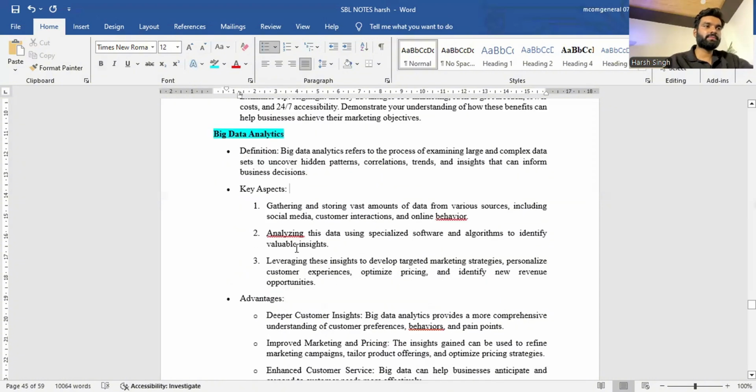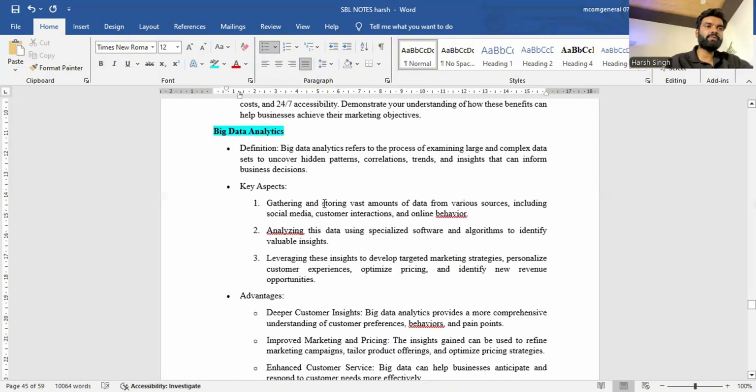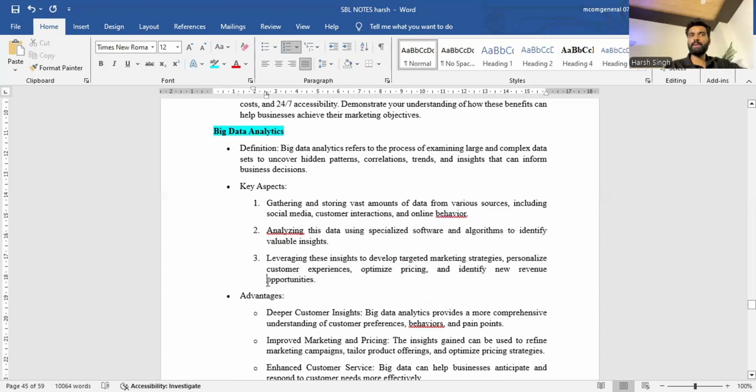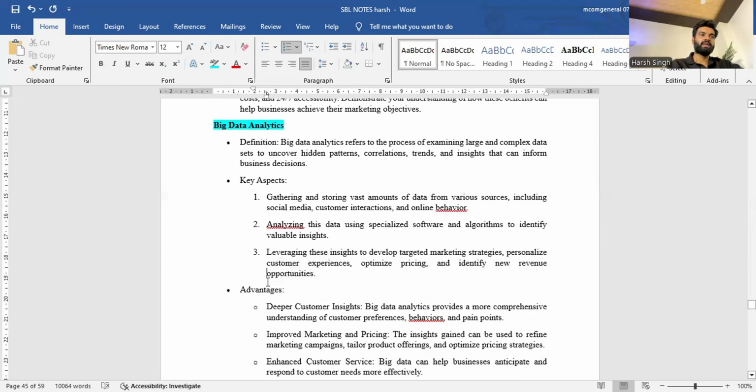Now, gathering and storing vast amounts of data from various sources, including social media and customers, analyzing this data, and leveraging the data that you have analyzed to identify new opportunities.